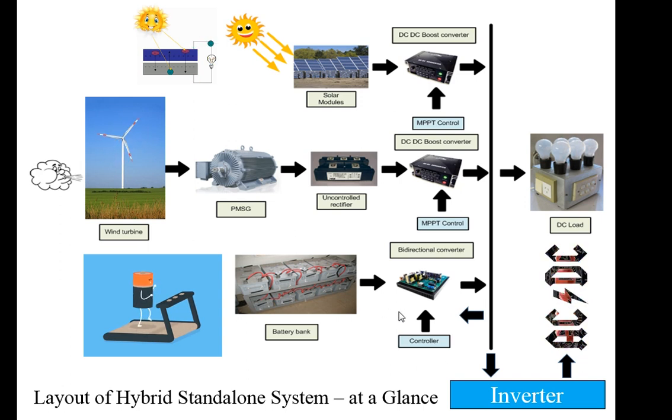So it just looks like this. We have the bidirectional converter, so there is a two-way power flow. In this case, the bidirectional converter acts as a boost converter if the battery provides a backup. Either it will drive the DC load, or through the inverter it will drive the AC load. If we have excess power from the solar and wind, then this converter operates in the reverse way in buck mode, and one can charge the battery. So this is the typical layout of the hybrid standalone system at a glance in general.